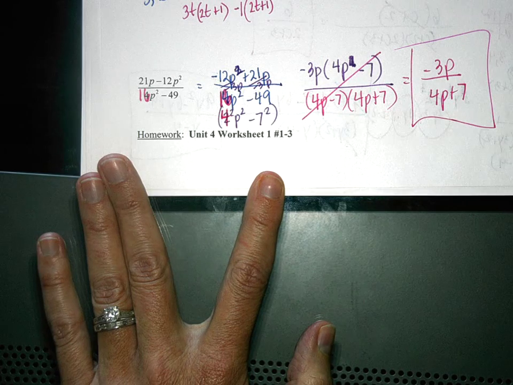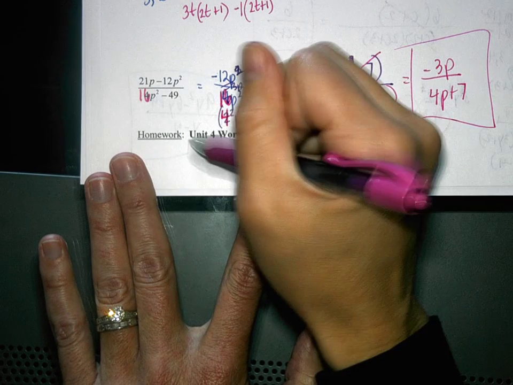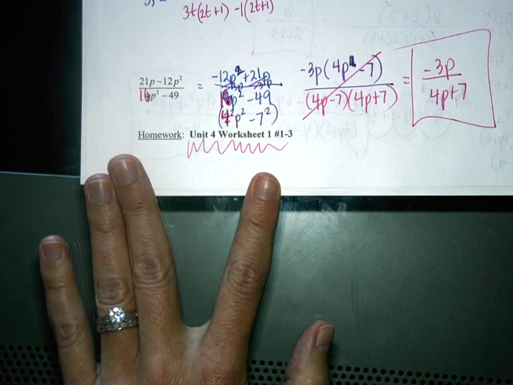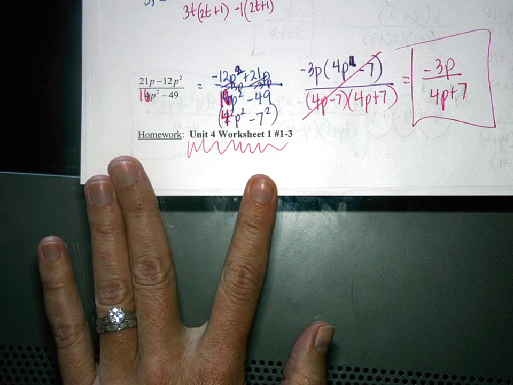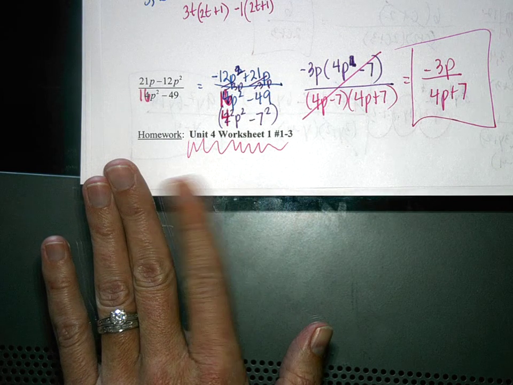Okay, so your homework tonight is worksheet 4, numbers 1 through 3. It looks deceiving because there's a whole bunch of letters per number, but that is your homework, and that's it.